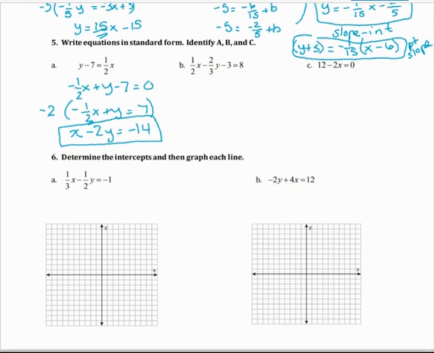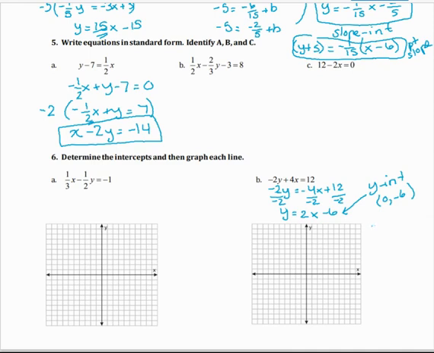Okay, determining the x and y intercepts and graphing. So you have two options. Again, we can plug in zeros, or we can actually rearrange the equation into y equals mx plus b. So I'm going to do b for you. If I rearrange this equation into y equals mx plus b, subtract 4x, now divide through by -2, and I get y equals 2x minus 6. That tells me right there that my y-intercept is the ordered pair 0, -6.